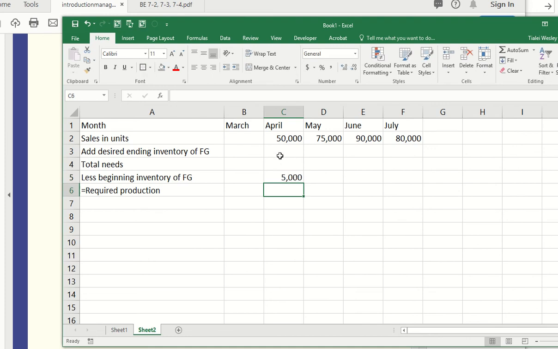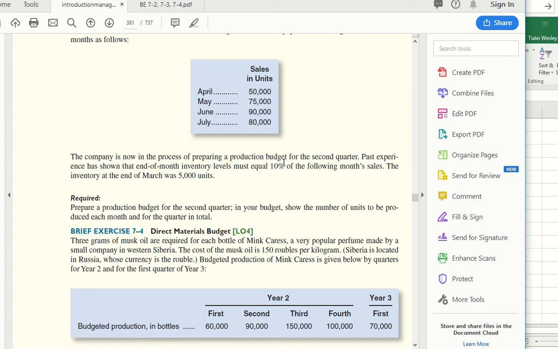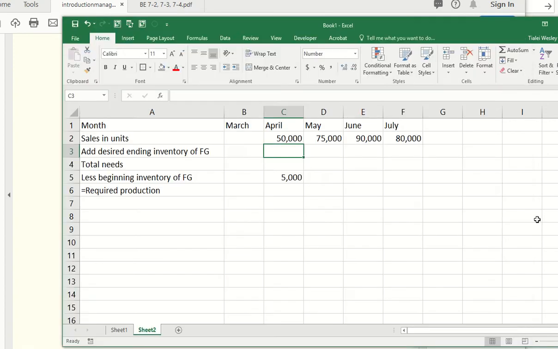Right? And so they said we wanted 10% of the following month's sales. So I not only need to cover this 5,000 units of sales, but I need to have an additional amount of units on hand just to be safe, right? Just to be safe so we don't stock out and so we have enough product. And they said we're going to calculate 10% of the following month's sales. So the following month, right? This is all going to be 10% of the following month.